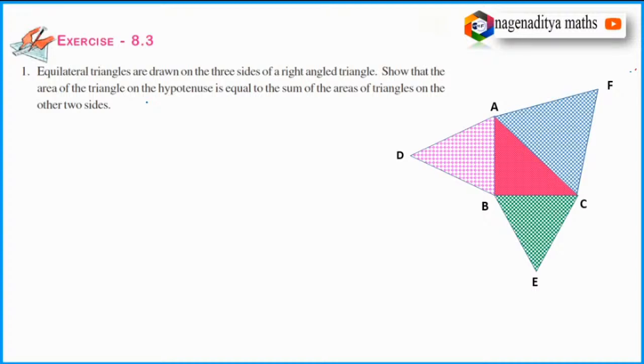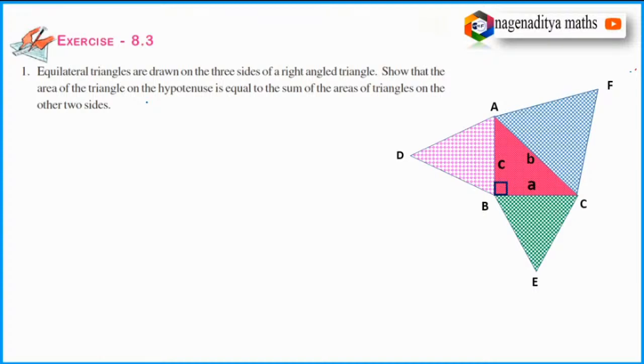So ABC is a right angle triangle, and ACF is an equilateral triangle drawn over the hypotenuse of the right angle triangle, and triangle ADB is an equilateral triangle drawn over other side of the given right angle triangle, and triangle BEC is other equilateral triangle drawn over the side BC of the given right angle triangle, and let the sides of the right angle triangle be small a and small b and small c, and the side of the hypotenuse is small b.